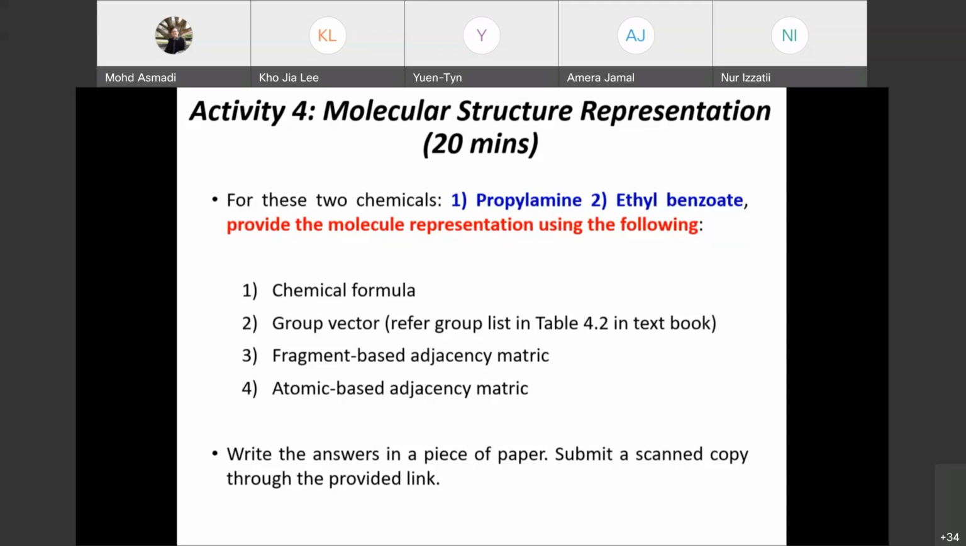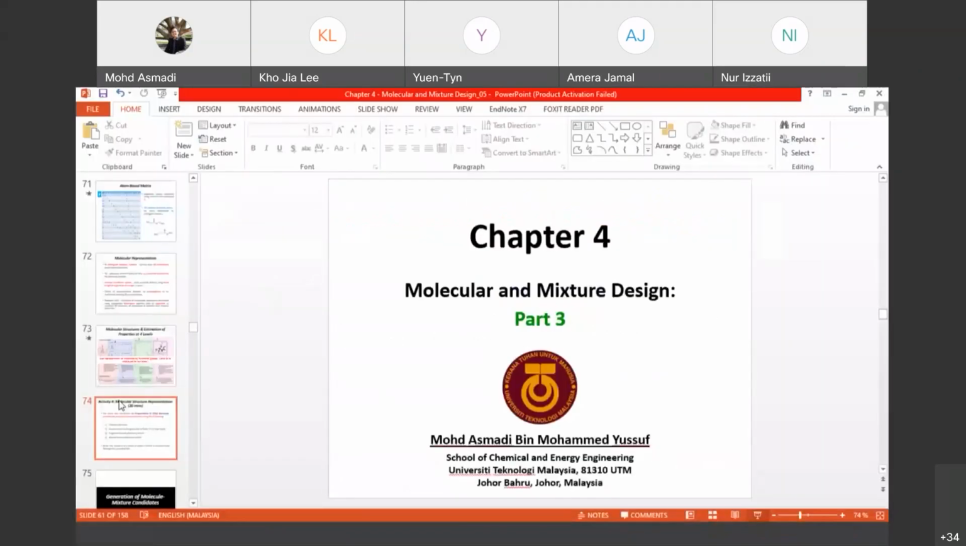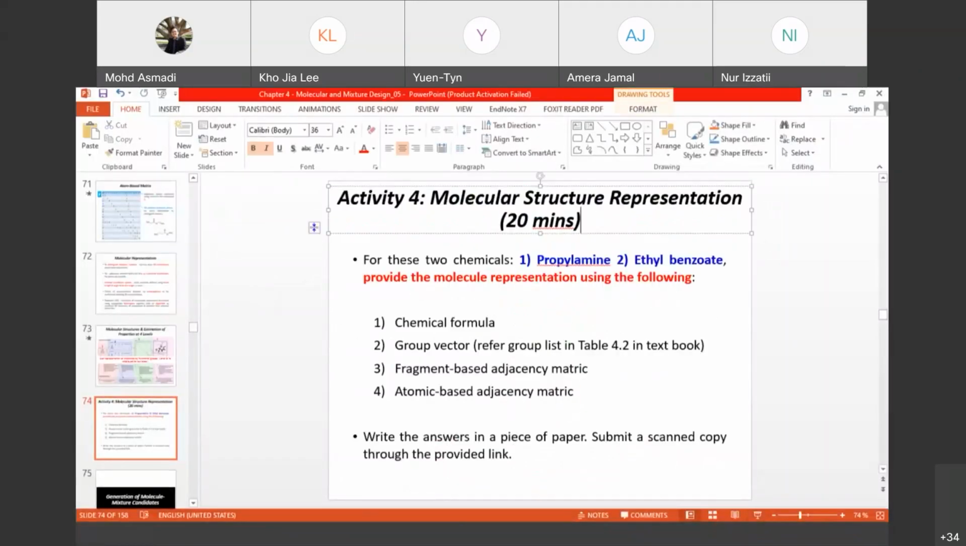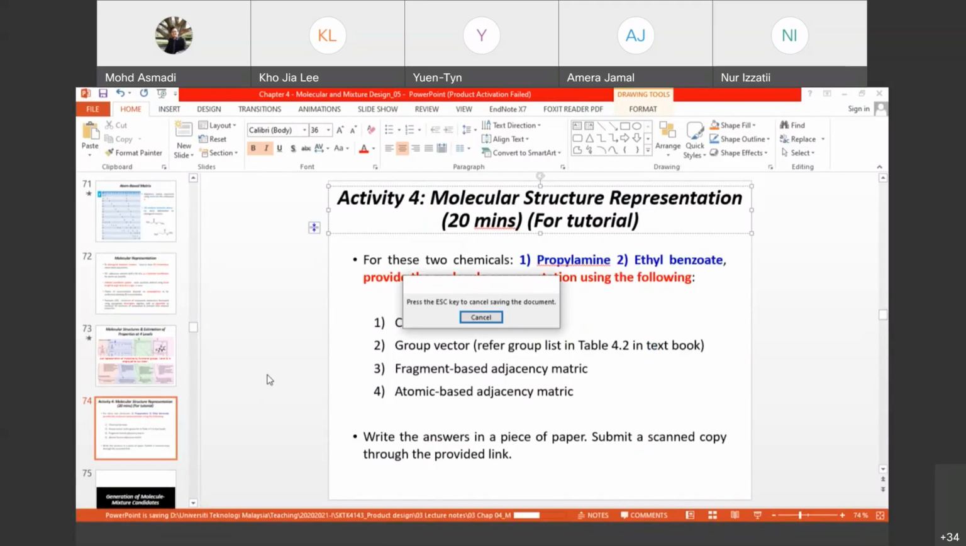Okay, if no answer, I'll just give this one as a tutorial. Okay, and later you can send via e-learning. Since nobody answers the activity form, meaning that the tutorial is going to be additional questions.